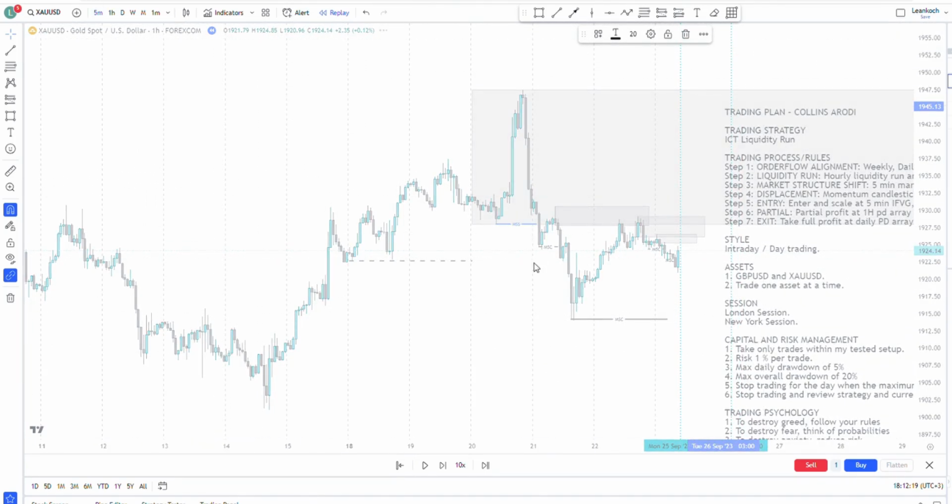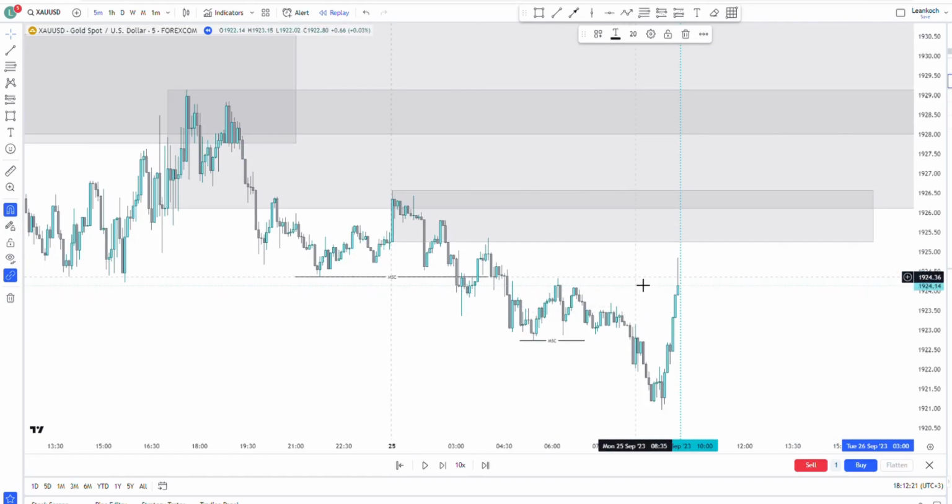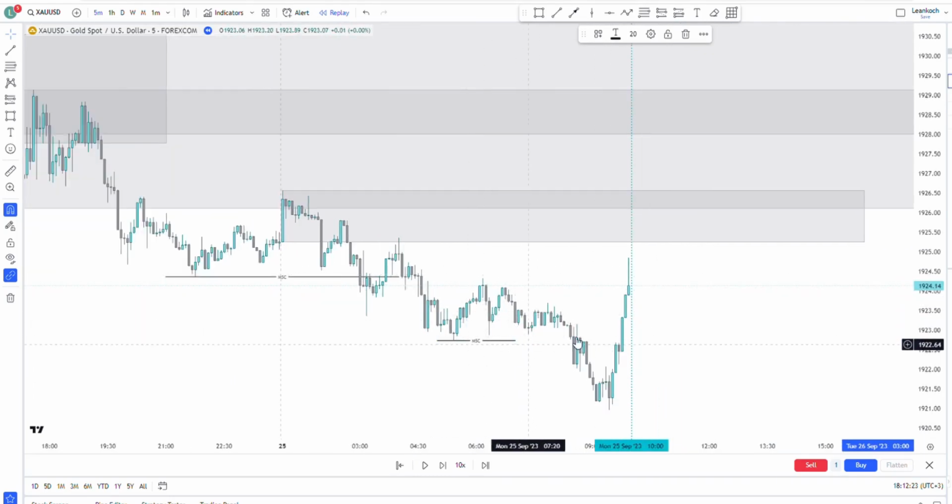So back to 5 minutes. Now you will see this clearly on 5 minutes. So this is what I talk about as the liquidity run. You can see that there's an aggressive push upwards.